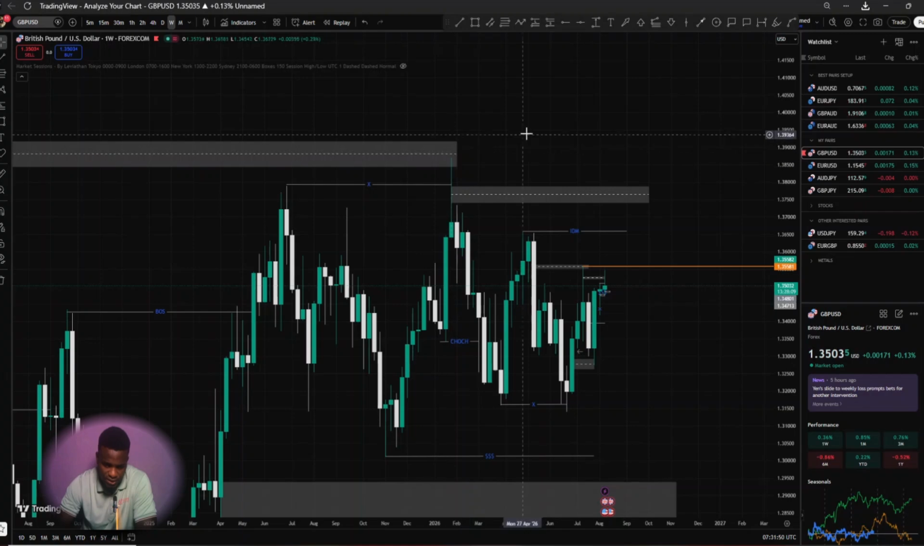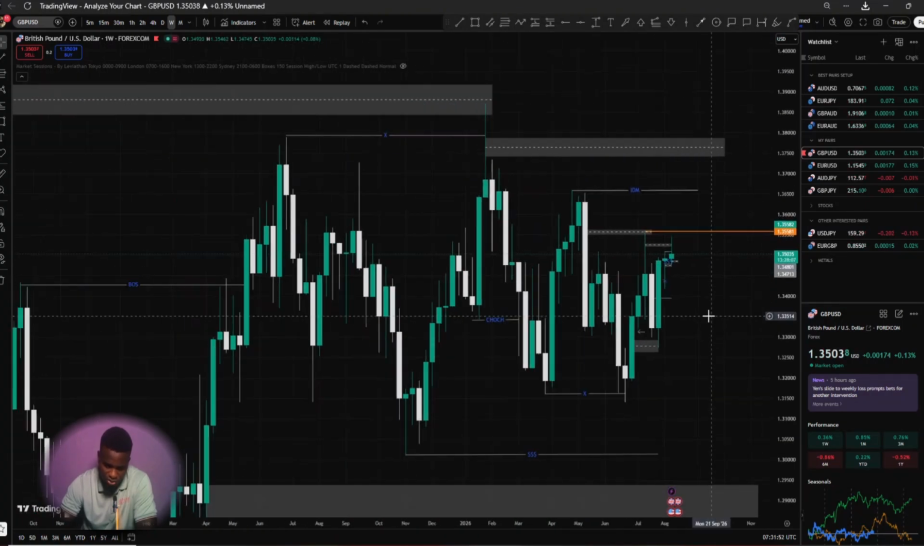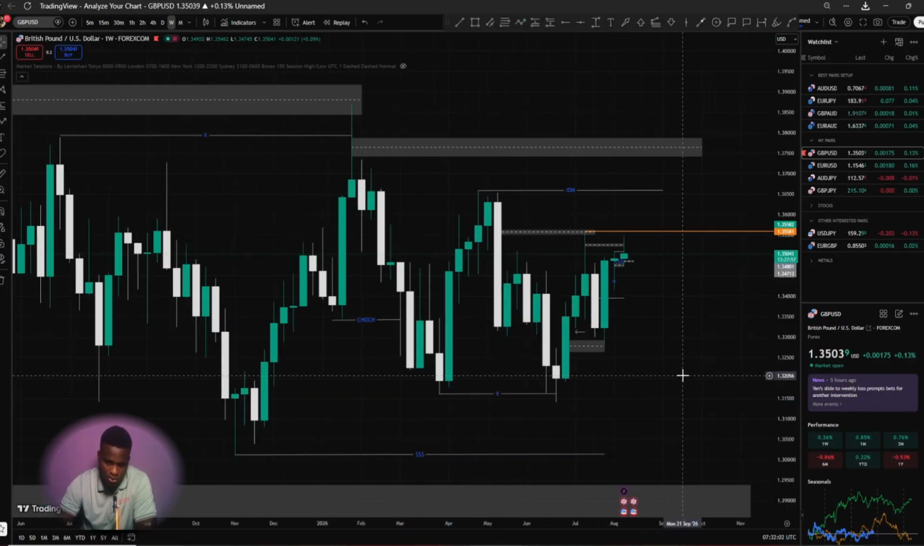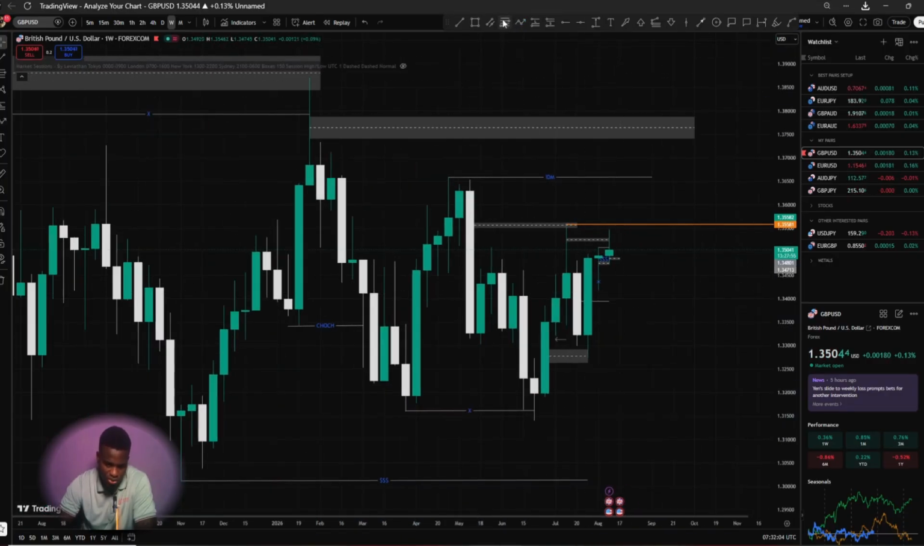So after that has been seen, shifted structure, we have this, of course, drop, shifted structure, sweep liquidity here. So this is a very good change of character and all of that. So if you pay attention, you see this happen, which was a shift in structure, a pullback, then we swept liquidity here.